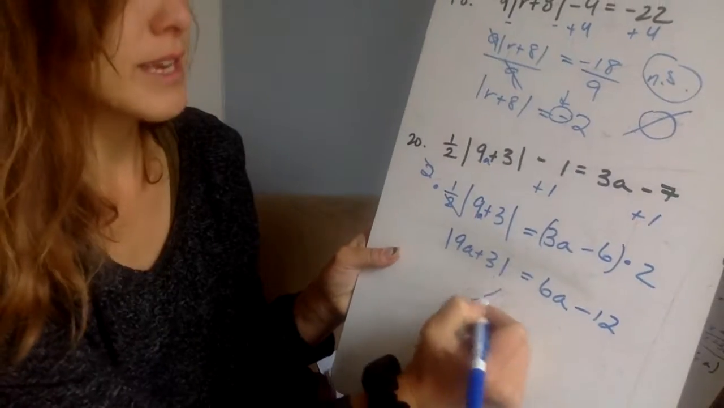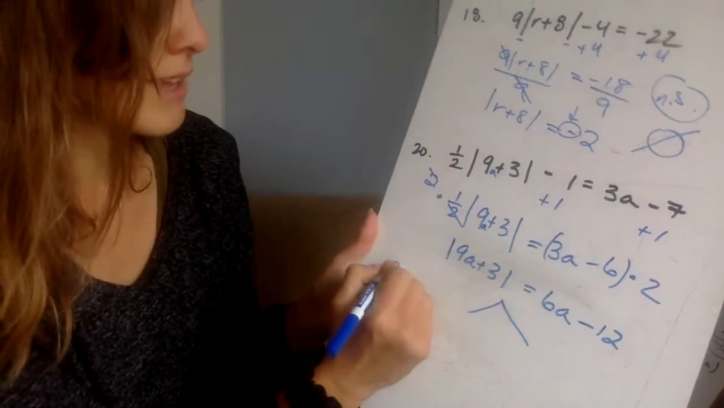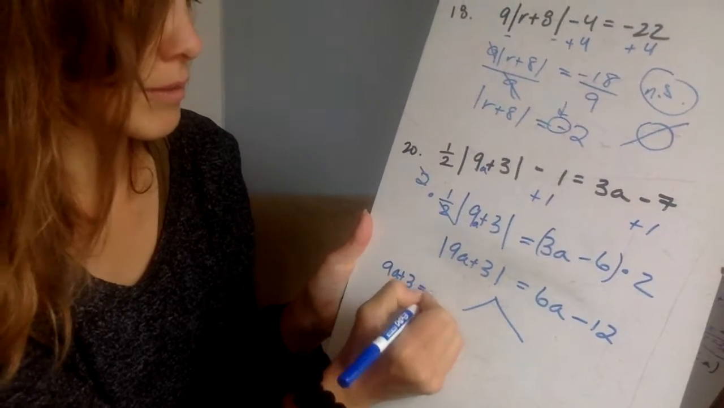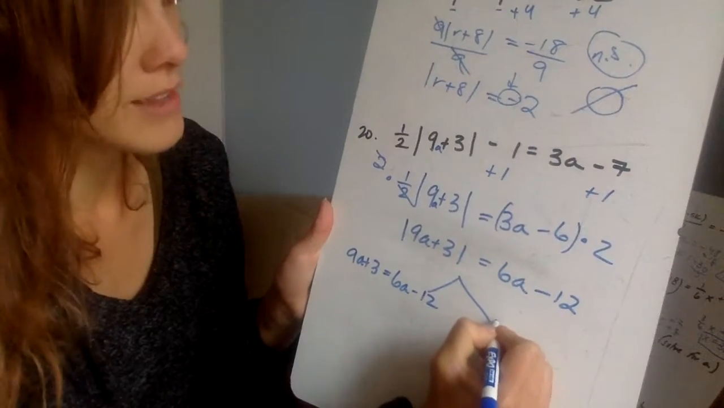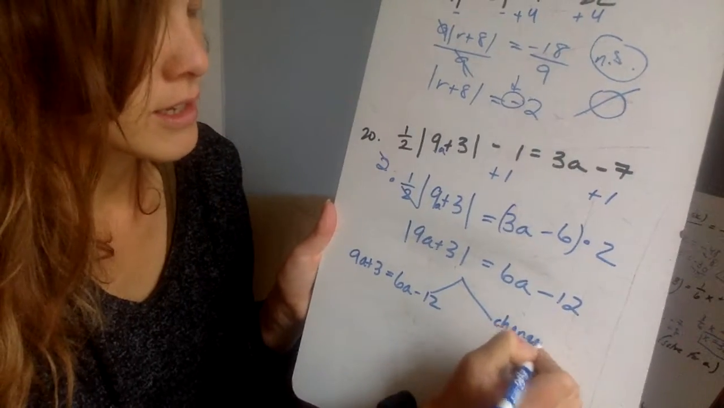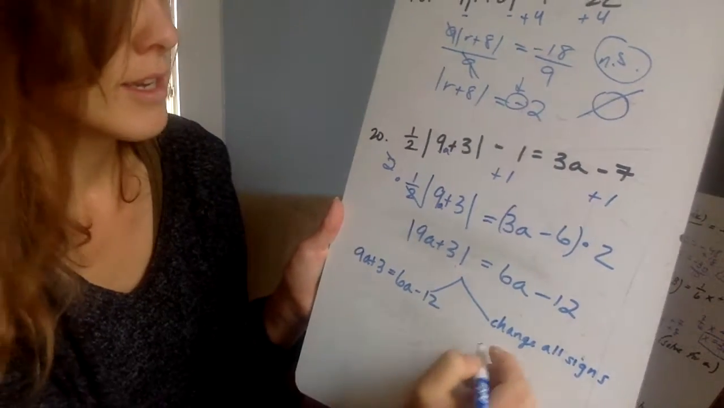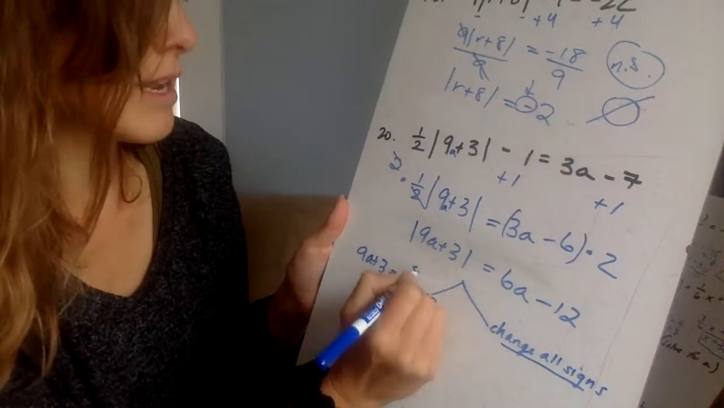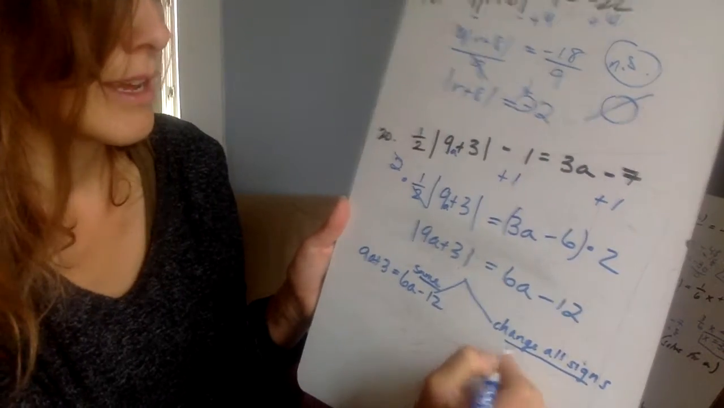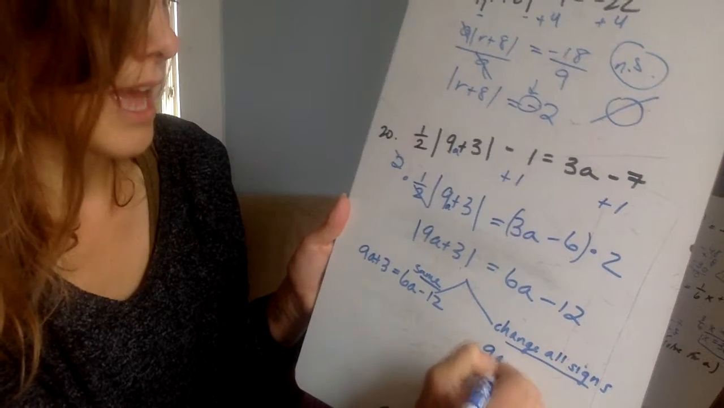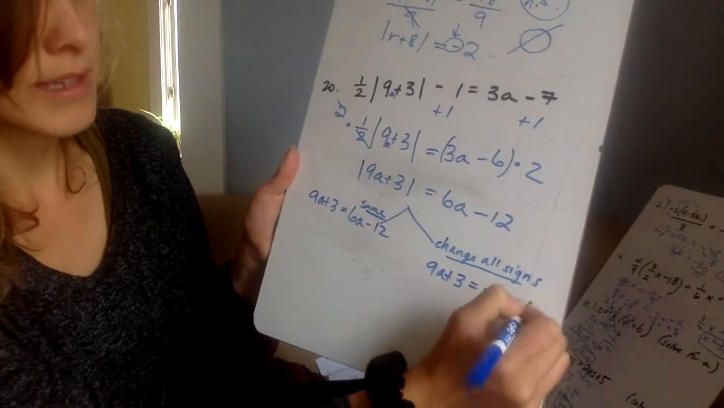Now I can create my two cases. One where nothing changes, I just drop the absolute value brackets: 9a plus 3 equals 6a minus 12. And the other one where I change all signs. So this is my negative case. Just drop the brackets, change all signs. So this would be 9a plus 3 equals minus 6a plus 12.